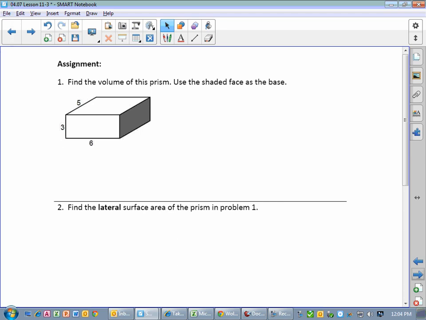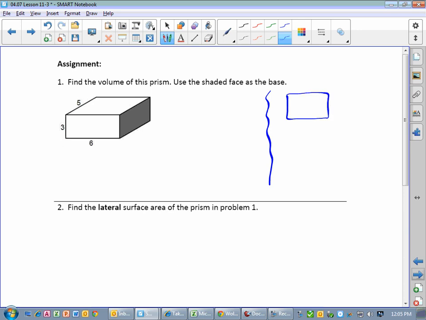Okay. Look at the first assignment problem. It says find the volume of the prism, use the shaded face as the base. In other words, again, that means this right here is our base. So when we go to our area for our base, let's draw that rectangle. Okay. Now, what's the area formula going to be for this base? Base times height. That's fine. Or length times width, whichever one you're more comfortable with.